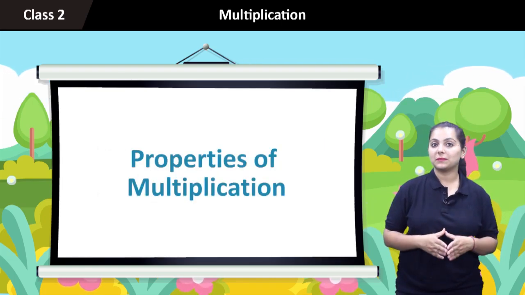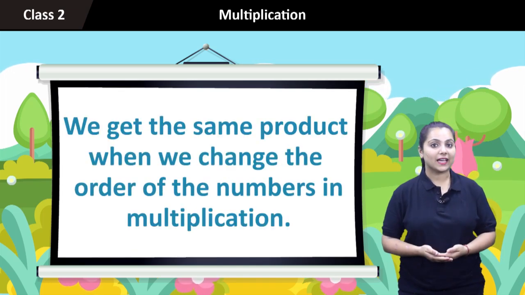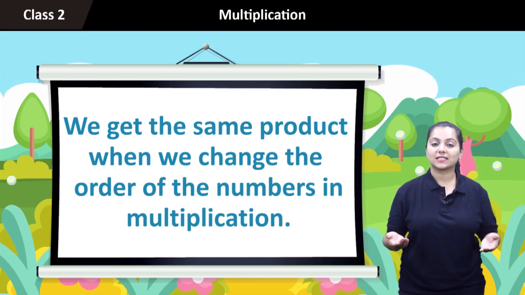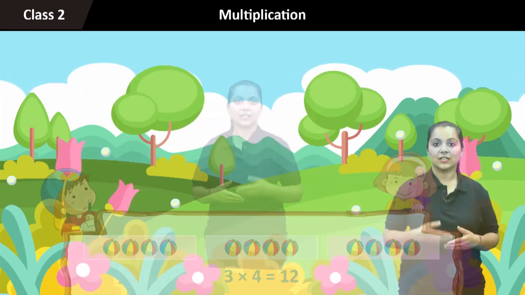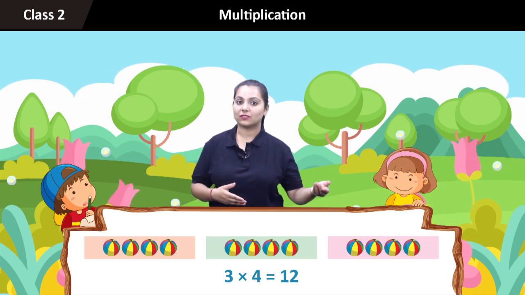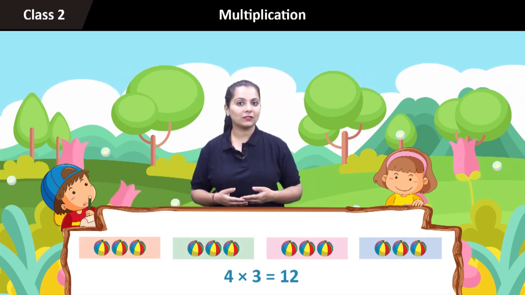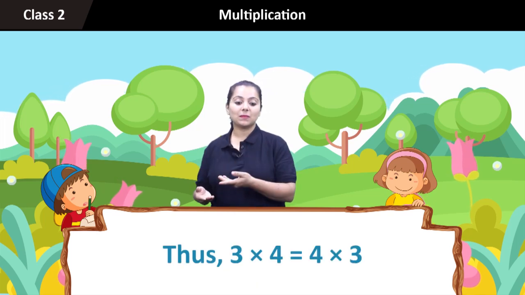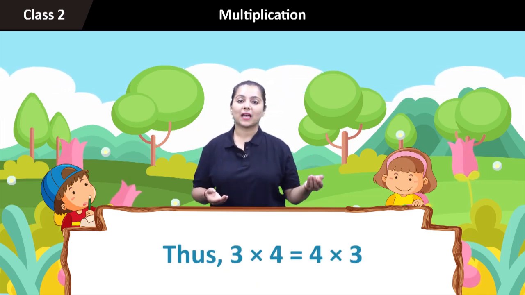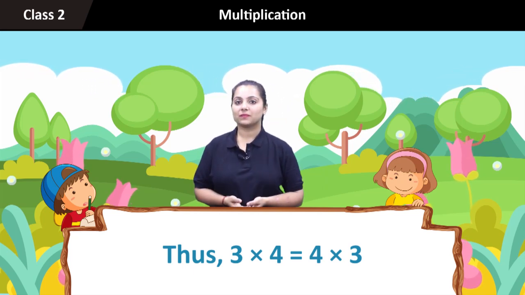Properties of multiplication. Order of numbers. We get the same product when we change the order of the numbers in multiplication. 3 multiplied by 4 gives 12, and 4 multiplied by 3 gives also 12. Thus, 3 multiplied by 4 is equal to 4 multiplied by 3, as they both give the same answer.